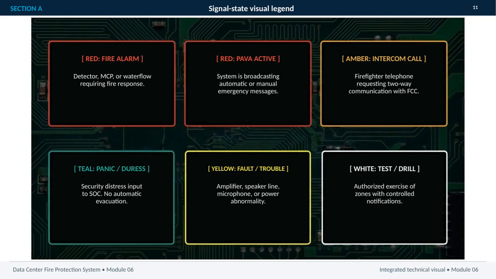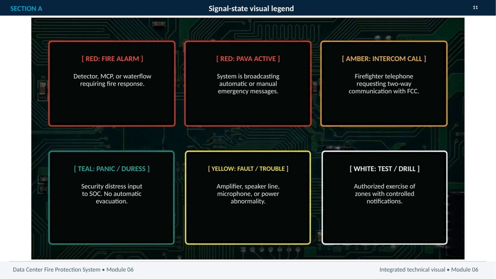The most urgent state is red, a fire alarm. It indicates that a detector, manual call point, or water flow device requires a fire response. Red PAVA active means the public address and voice alarm system is broadcasting an automatic or manually initiated emergency message. Amber identifies an intercom call, specifically a firefighter telephone requesting two-way communication with the Fire Command Center.